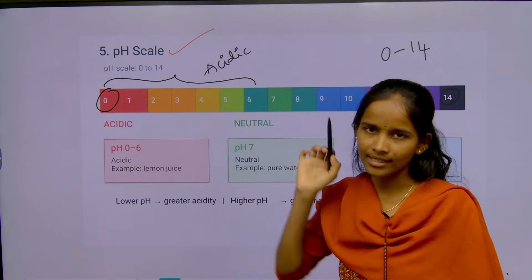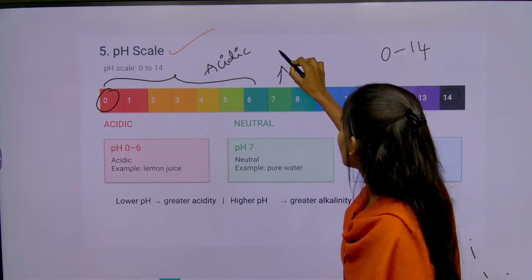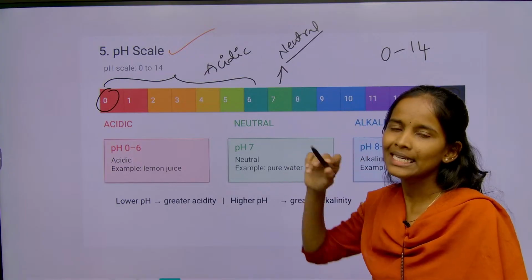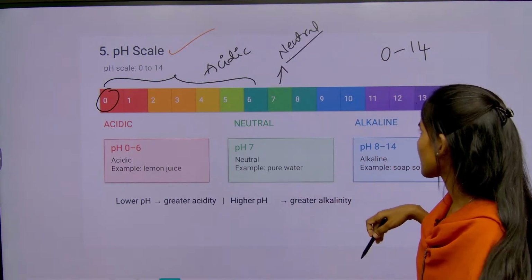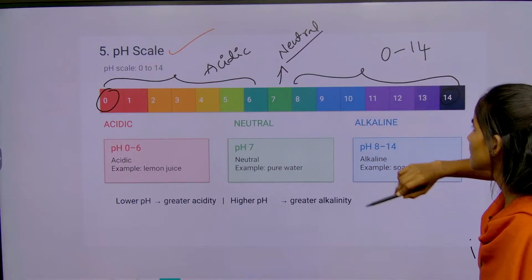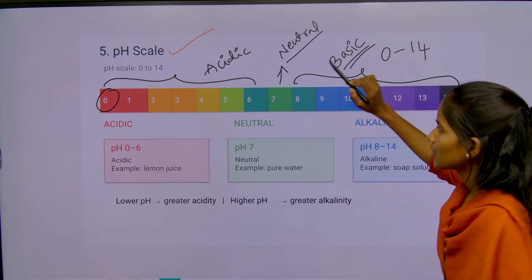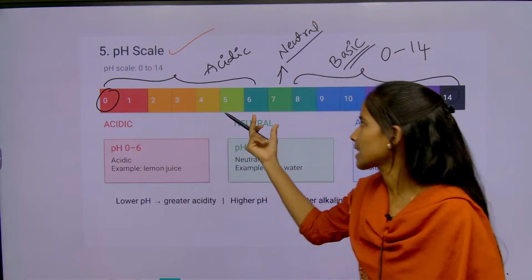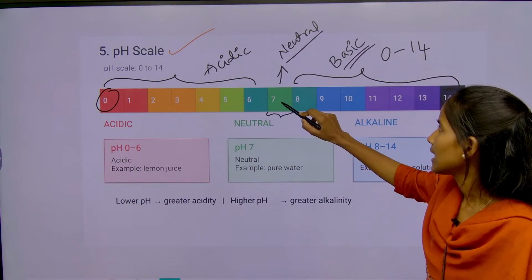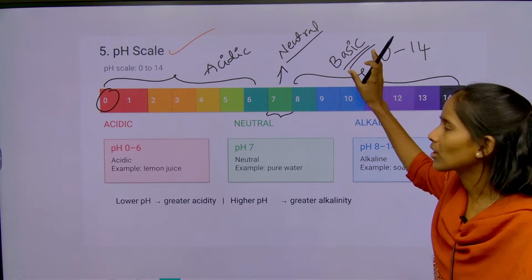Those are all acids. If we are getting pH 7, then we will call it neutral. What do you mean by neutral? It is neither acidic nor basic. And above 7, that means 8 to 14, if we are getting that pH, then we will call it basic in nature. So 0 to 6 we call acidic, pH 7 means it is neutral, whereas 8 to 14 we call basic in nature.